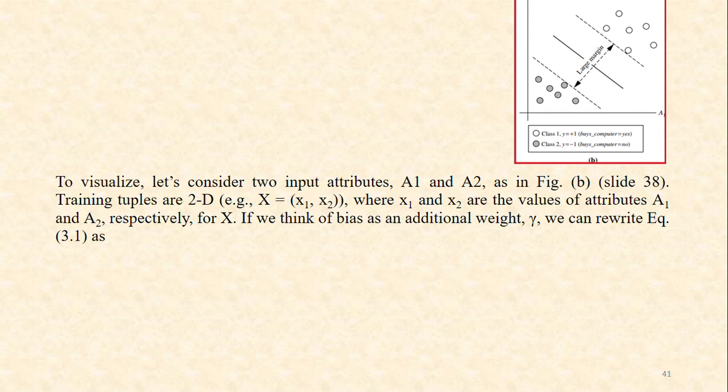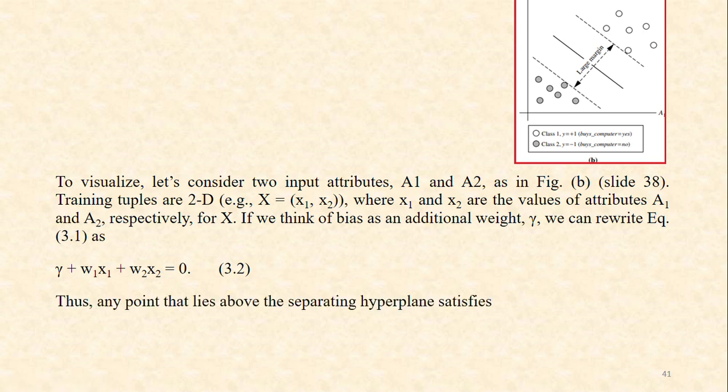If we think of the bias as an additional weight gamma, we can rewrite the equation as gamma plus w1 x1 plus w2 x2 is equal to 0. So this classifier can be mathematically written as gamma plus w1 x1 plus w2 x2 is equal to 0. Thus, any point that lies above this classifier will satisfy the equation gamma plus w1 x1 plus w2 x2 greater than 0.